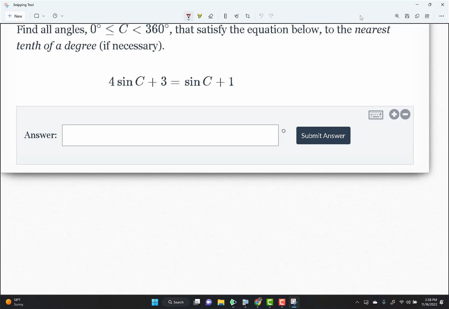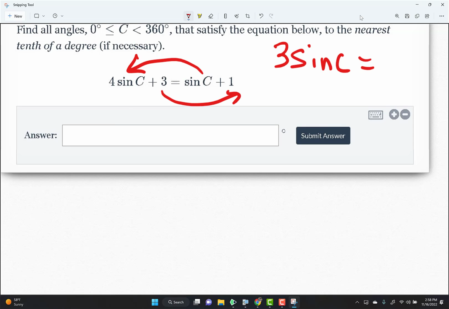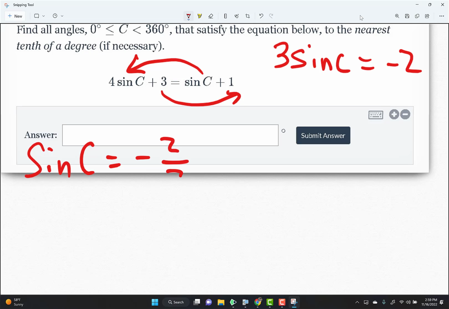All right, move the sine c to the left. So we do that by subtracting 1 sine c. So that means I have 3 sine c equals, and then move that plus 3 to the right. So 1 minus 3, I believe that's negative 2. Yes or no? And then I'm going to divide both sides by 3. So then I'm going to have this. Sine c equals negative 2 over 3.